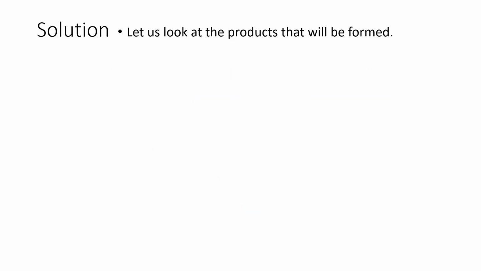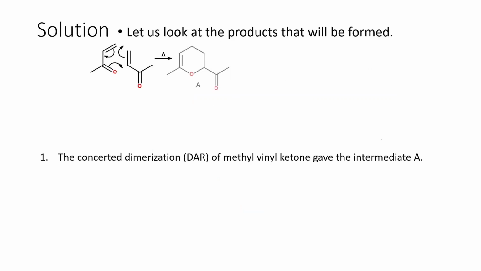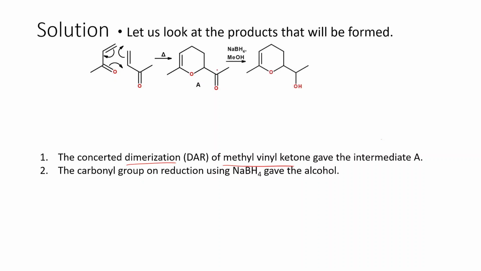So if you look at the first step, it is nothing but a dimerization reaction, that is a concerted dimerization reaction or a Diels-Alder reaction. The starting material is methyl vinyl ketone. This dimerizes to give the intermediate A as shown here, and we have a carbonyl group here, and this carbonyl group on reduction with sodium borohydride gives the corresponding alcohol derivative.